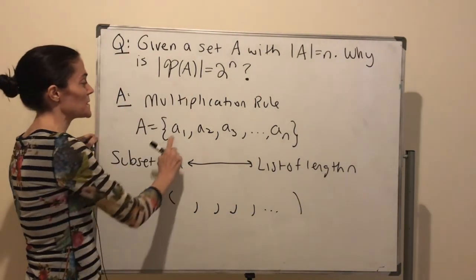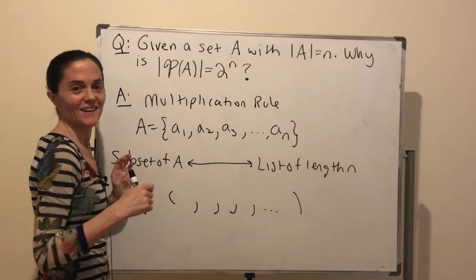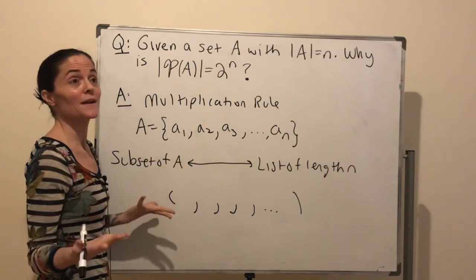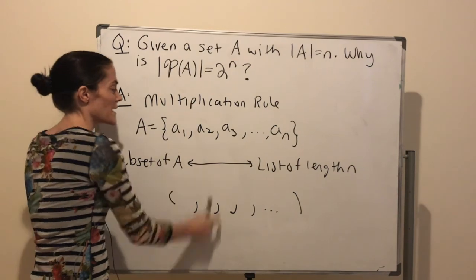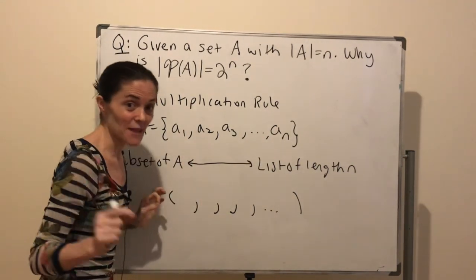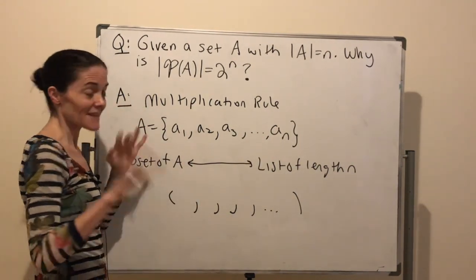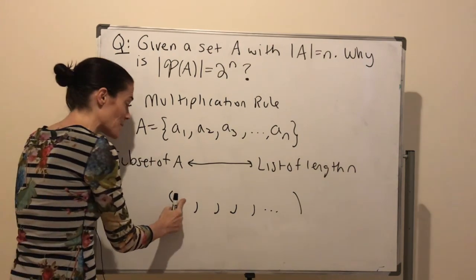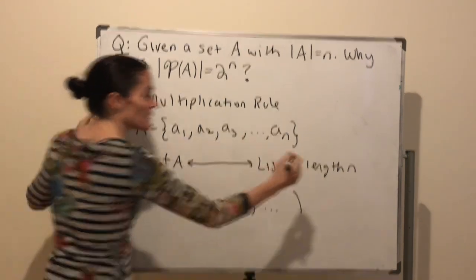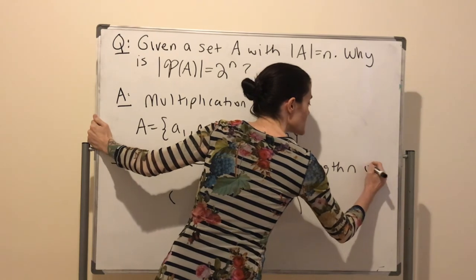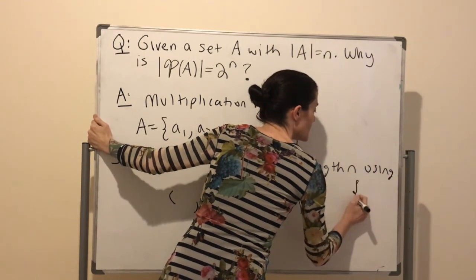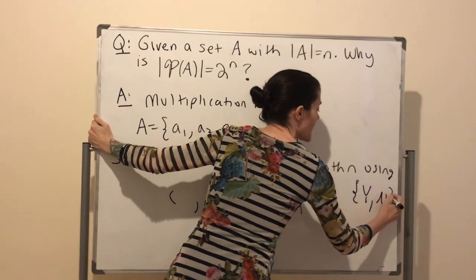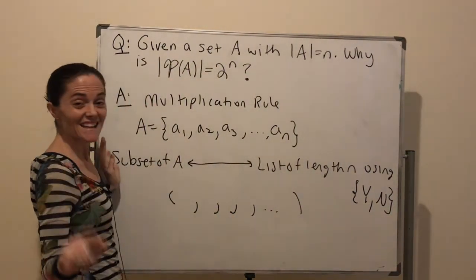What I will do is go one by one. I have them labeled A1 through An, and I will go one by one. And for each element, I will just decide yes or no. So the possible things is a list of length n using Y and N, yes and no.